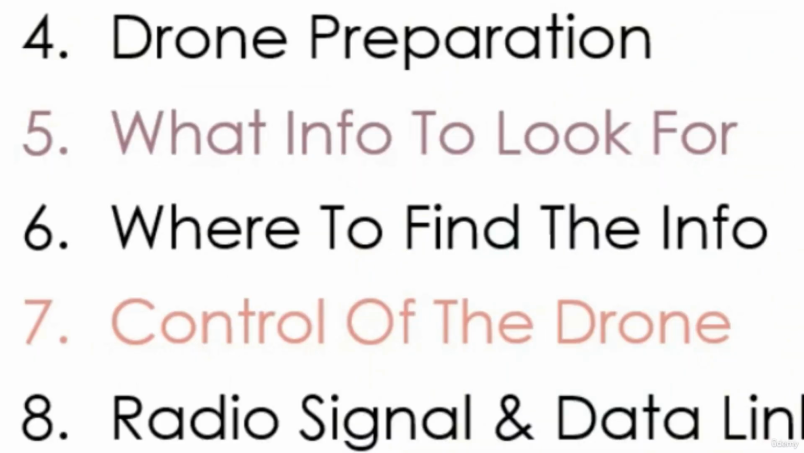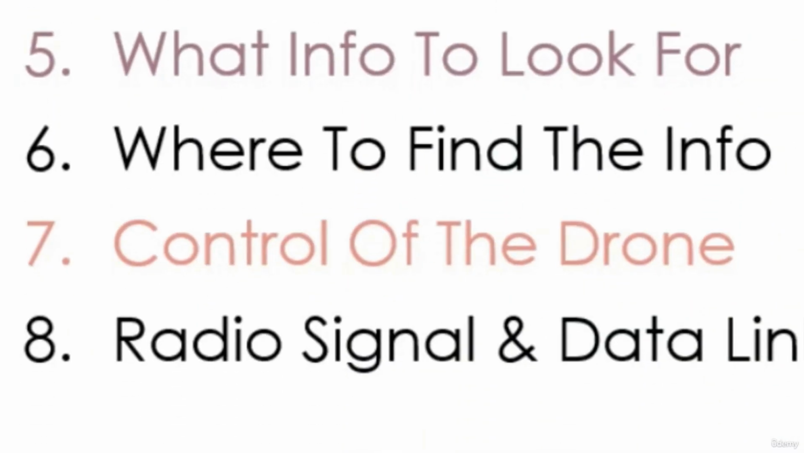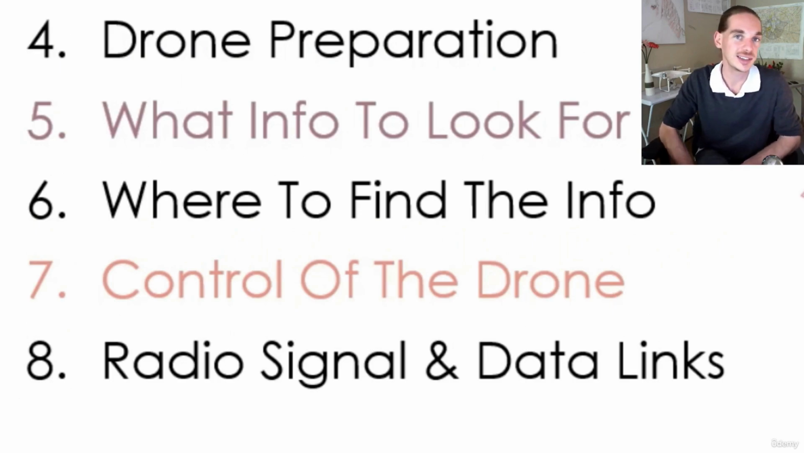6 is where to find the info. 7 is control of the drone. And 8 is talking about radio signals and data links. Now, we'll talk about that a little bit when we get to that page coming up.